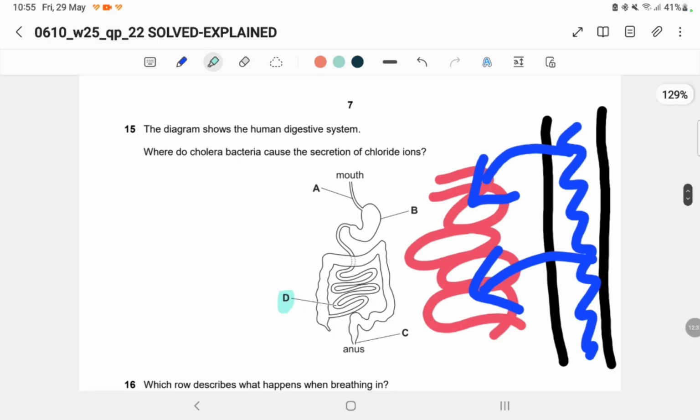Question 15 is telling you here, the diagram shows the human digestive system. Where do cholera bacteria cause the secretion of chloride ions? Basically here in that question, the answer is letter D. You cannot tell me anus, because the anus is not where this occurs, it's only for digestion. A contains your food pipe where food enters your stomach. And B is your stomach containing gastric juice at acidic pH.